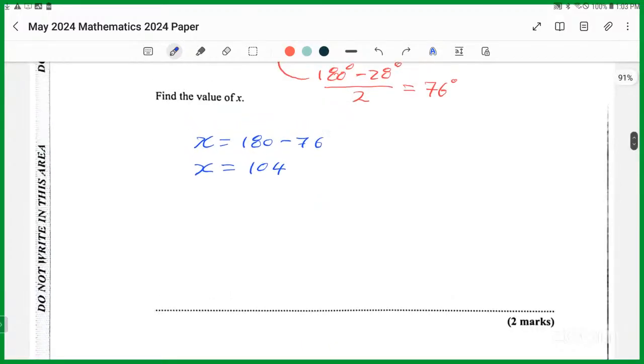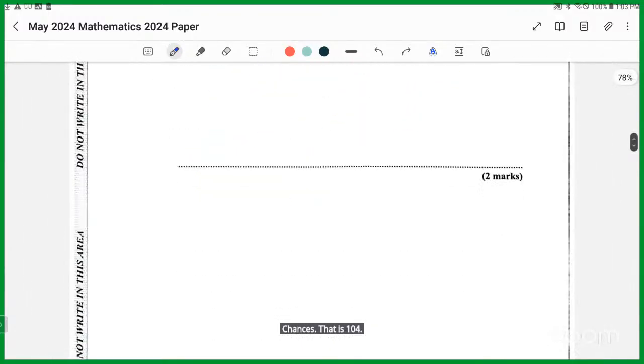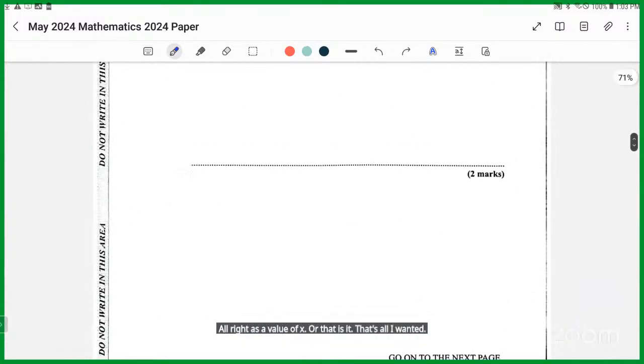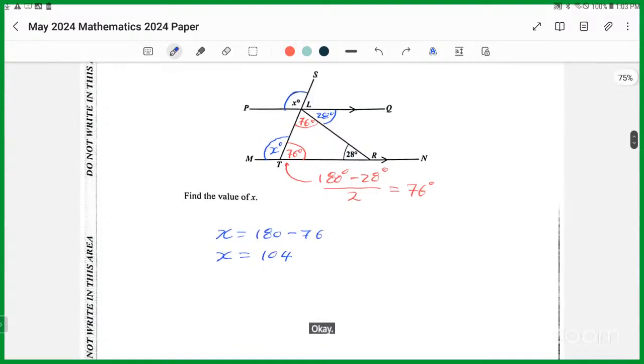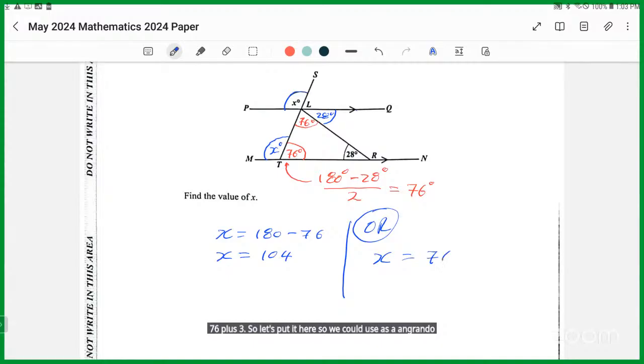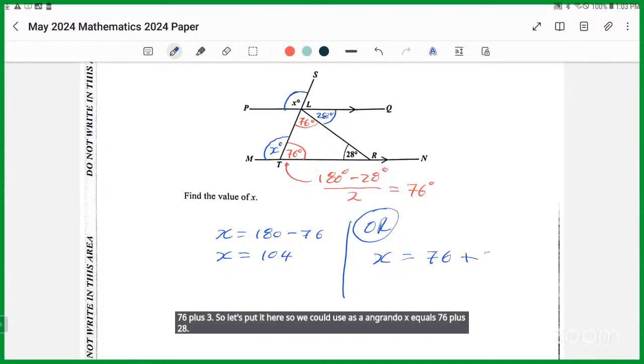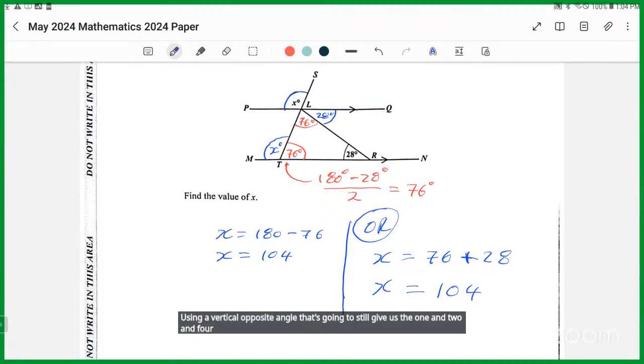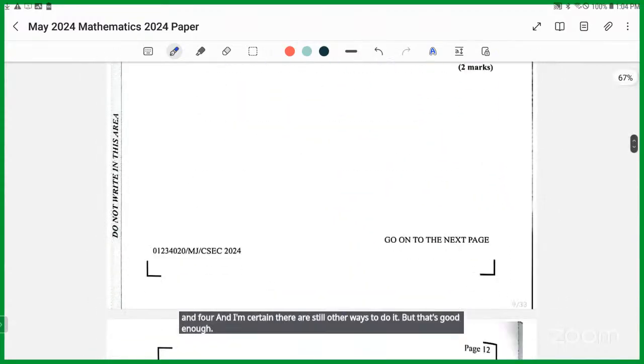That is it, 104. All right? That's the value of x. Oh, that is it? That's all I wanted? Okay. I said we could have done it this way as well, right? 76 plus 28. So let's put it here. Or we could use a z angle and do x equals 76 plus 28, using the vertical opposite angle. That's going to still give us the 104. And I'm certain there are still other ways to do it. All right? But that's good enough. All right, let's continue. 2 marks for that.